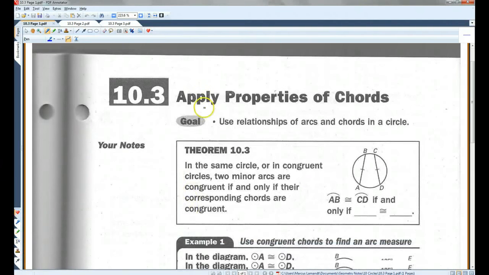Alright, 10.3, apply properties of chords. Now, if you guys remember, a chord looks something like this. They are segments whose endpoints lie on the circle. In the same circle or in congruent circles, two minor arcs are congruent if and only if their corresponding chords are congruent. So, arc AB is congruent to arc CD if and only if the chord AB is congruent to the chord CD.